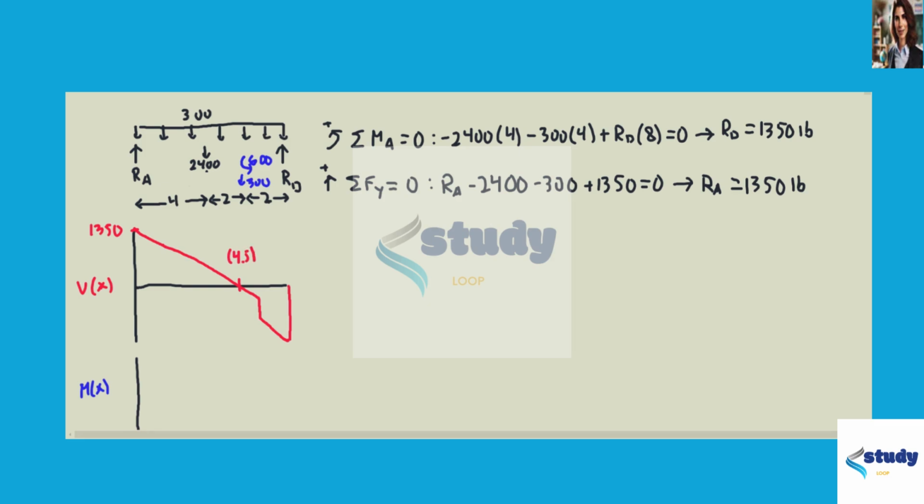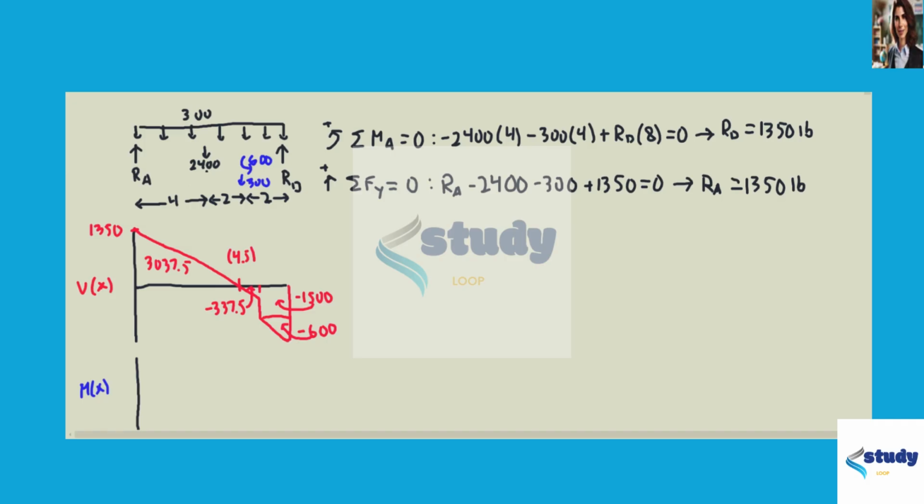And so the areas for our shear diagram will have 3,037.5, this triangle here, minus 337.5, this rectangle here, minus 1,500, and this last triangle, an area of minus 600.